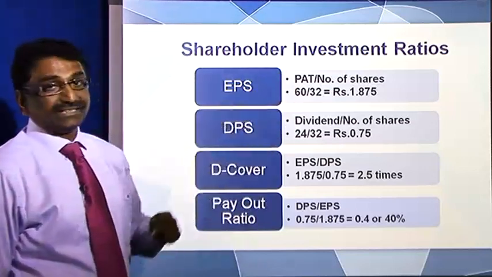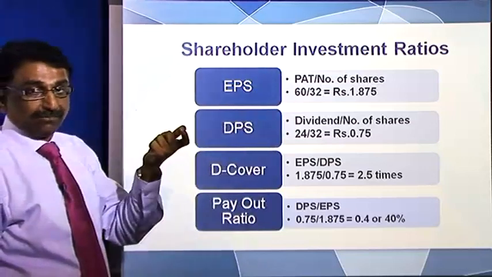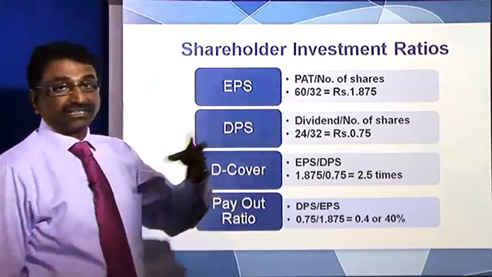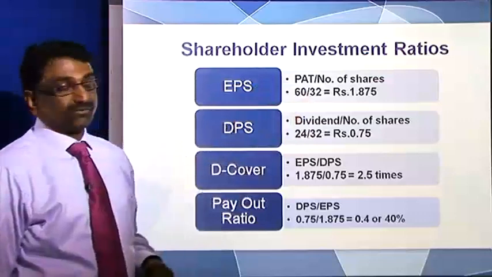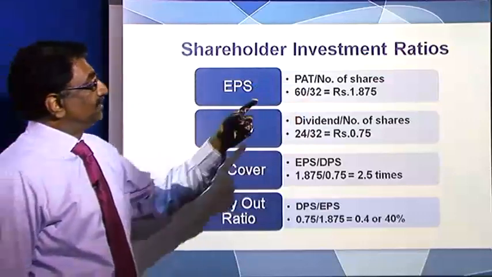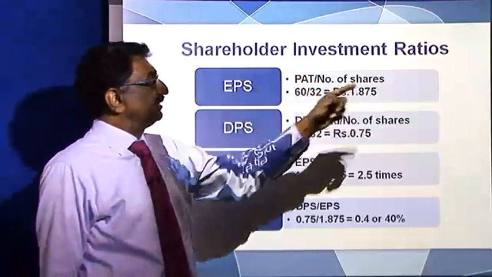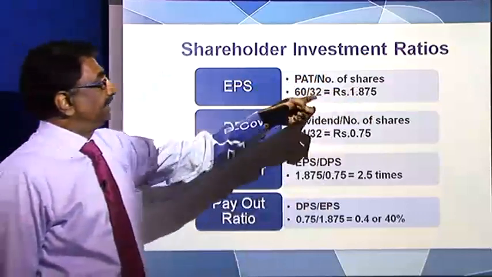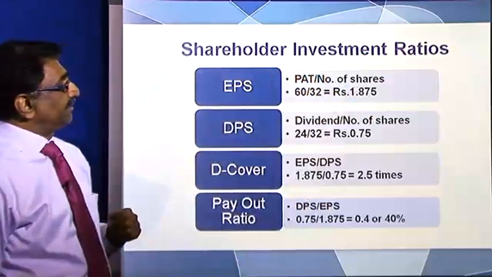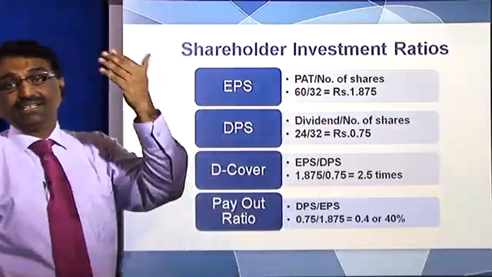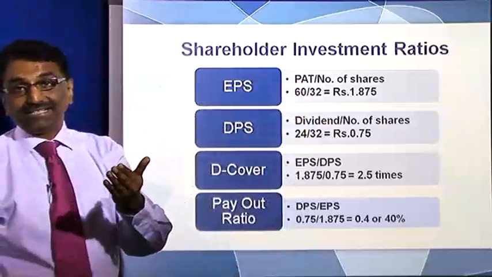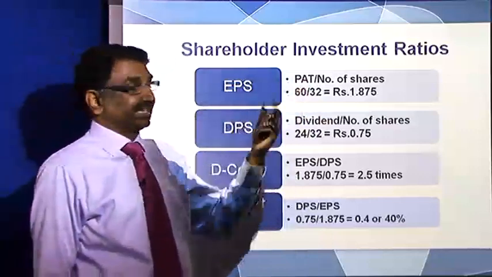So which is nothing but for the shareholder, the profit level is the profit after tax, that is what belongs to the shareholder, and the total number of shares outstanding is 32 lakhs. So the earnings per share is 1.875 through this mechanism. Remember, this earning per share is already achieved. That means it is based on the past data of the company, past profit after tax of the company.